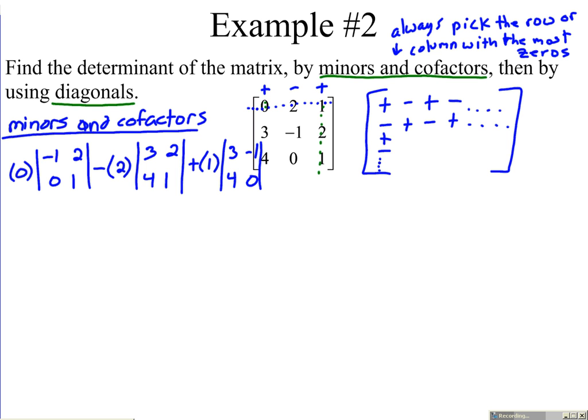So I have 0 times, doesn't matter, but if we evaluate this, we get -1 minus 0, minus 2 times 3 minus 8 is -5, plus 1 times 0 minus a -4 is 4. We end up with 10 plus 4, which is 14. So the value of that determinant is 14.